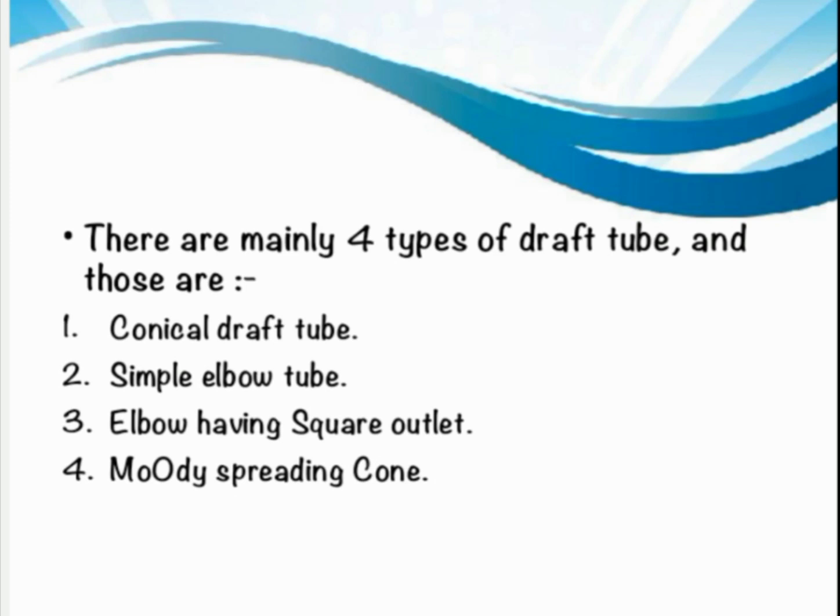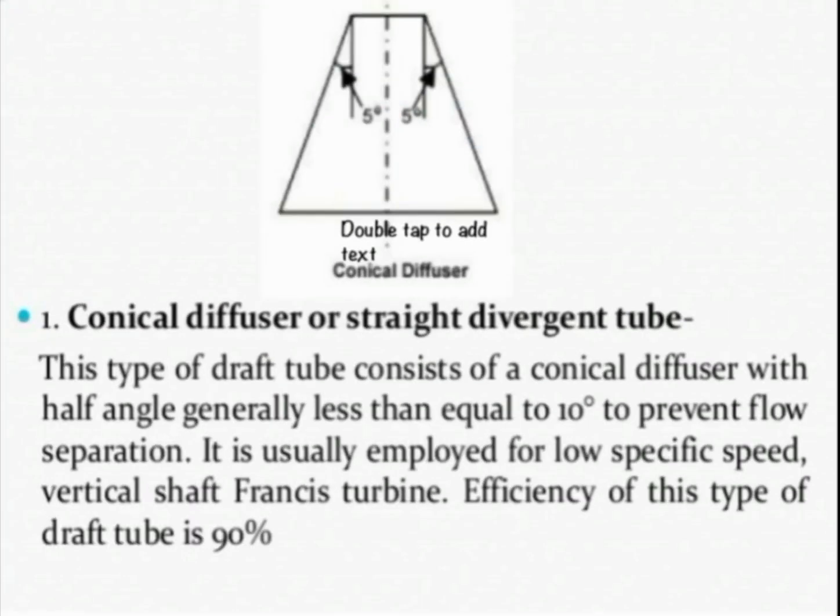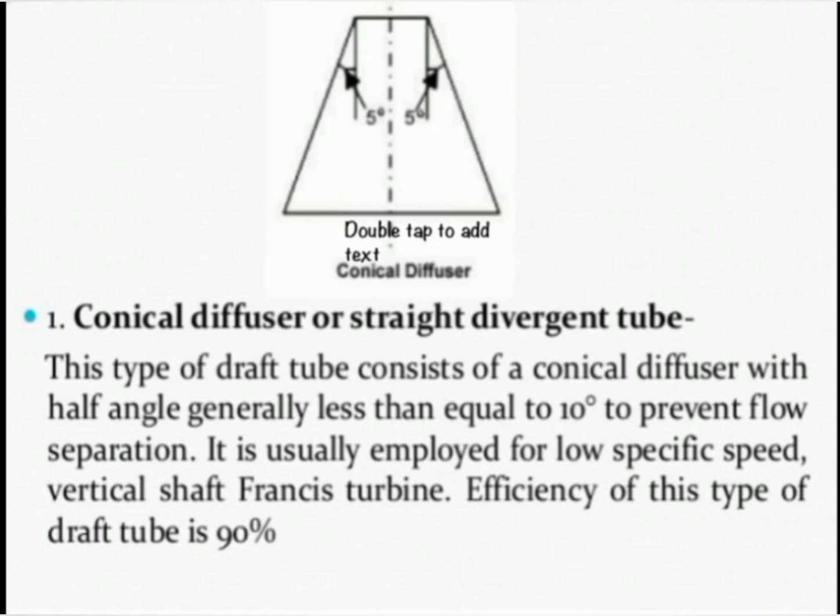First, the conical draft tube. This type of draft tube consists of a conical diffuser with a half angle generally less than or equal to 10 degrees to prevent flow separation. It is usually employed for a low specific speed vertical shaft Francis turbine. The efficiency of this type of draft tube is 90%.